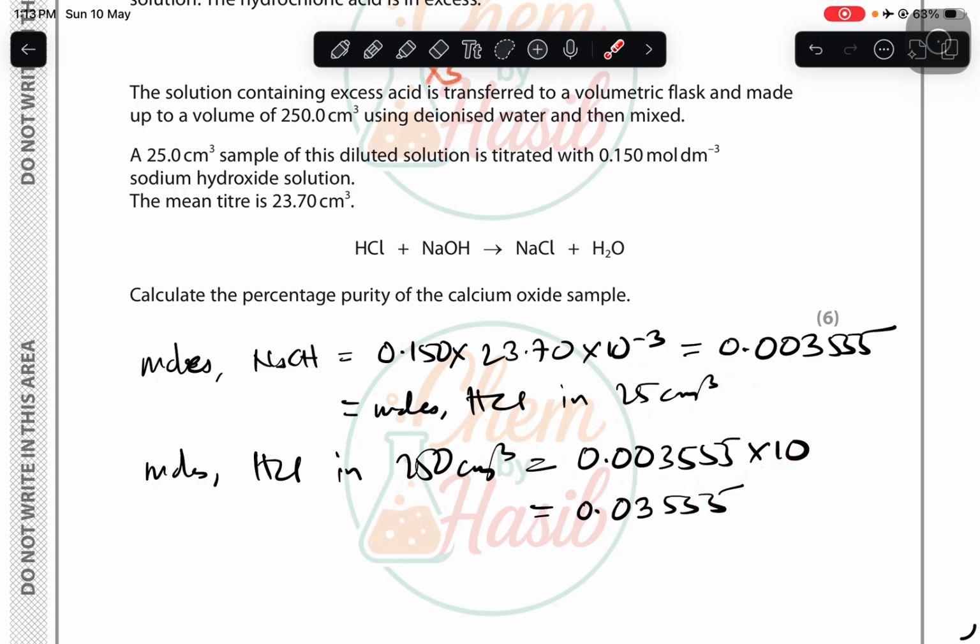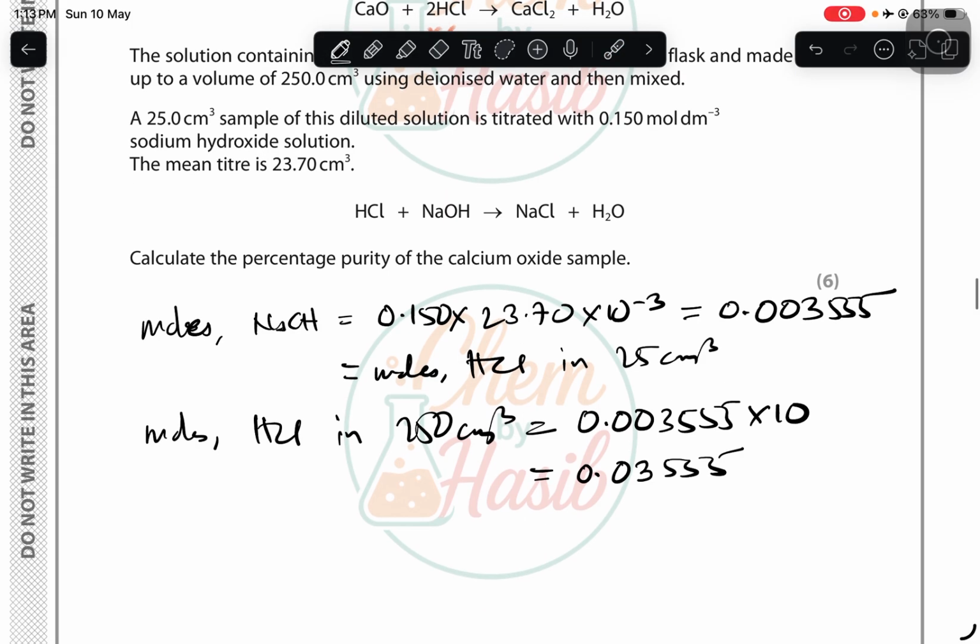So this is basically the moles of HCl that remained. That is unreacted. This is the moles of HCl that was unreacted. This is the moles that didn't react.